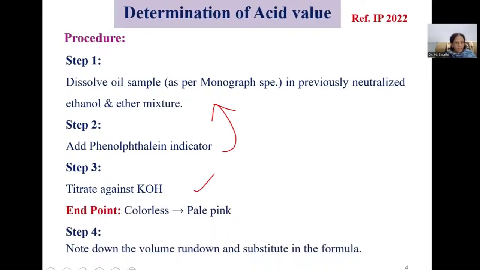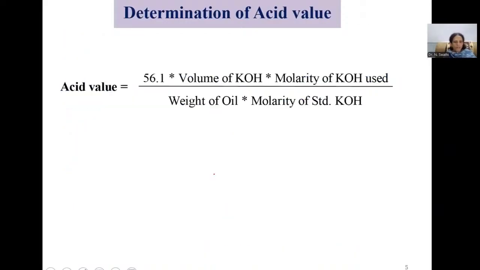So as soon as you get a pale pink color in the conical flask, stop titrating with potassium hydroxide and note down the volume run down. And substitute this volume in the formula given. Now what is the formula for the acid value determination? So this is the formula for acid value determination. That is 56.1 multiplied by the volume of potassium hydroxide. That means whatever volume run down is there, you will substitute here, multiplied by the molarity of potassium hydroxide used. What is the molarity of the potassium hydroxide that you are using in the titration? You should substitute here, divided by the weight of the sample.